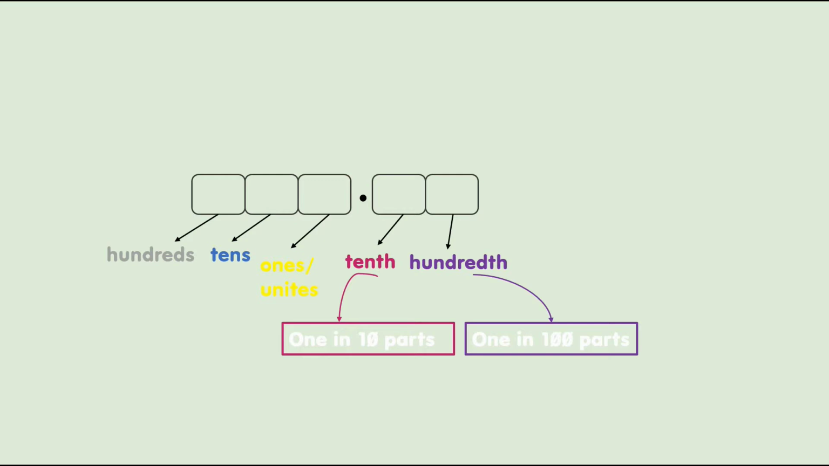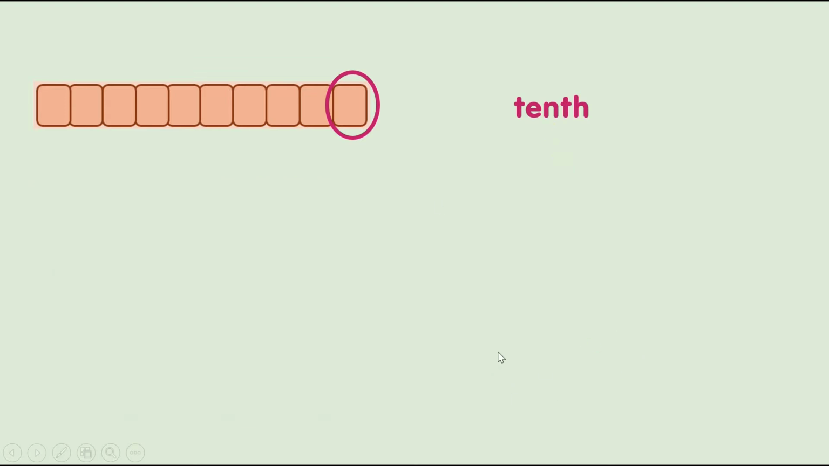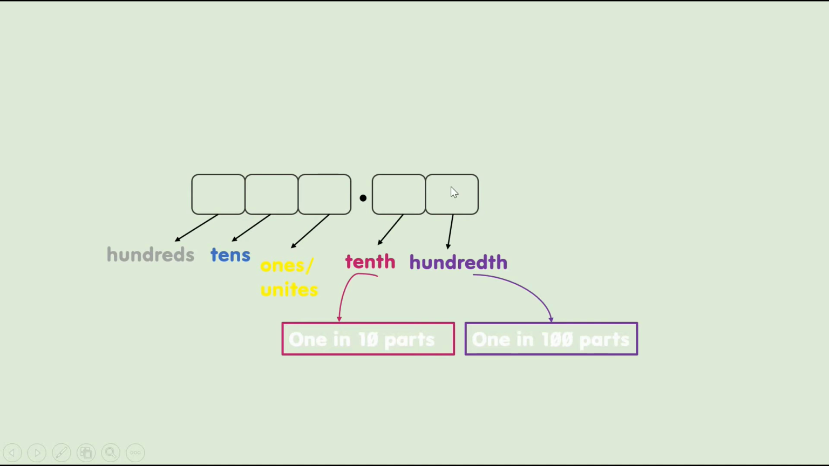If our denominator is 10, we write the number right after the decimal point. And if our denominator is 100, we write our number right here in the hundredths place. Okay, let's see what 1/10 looks like on the number line.